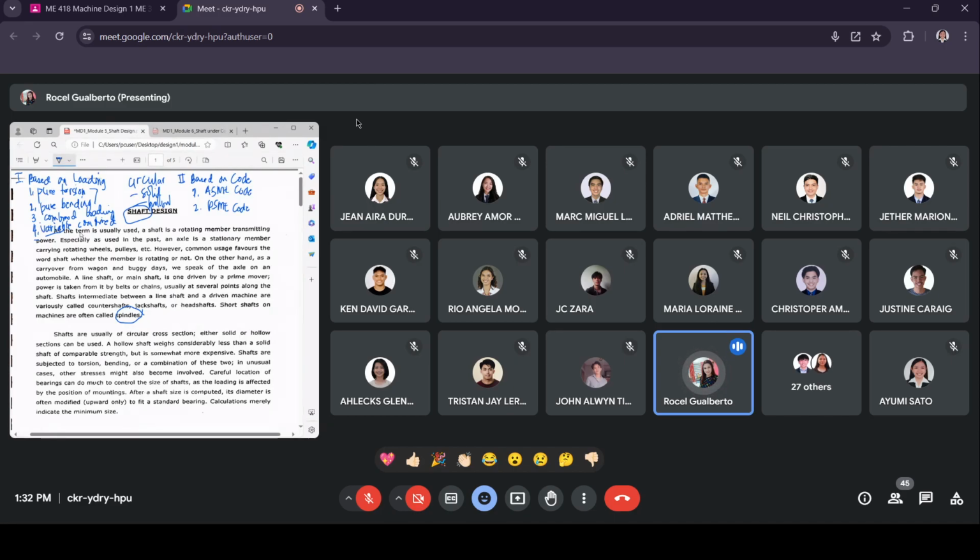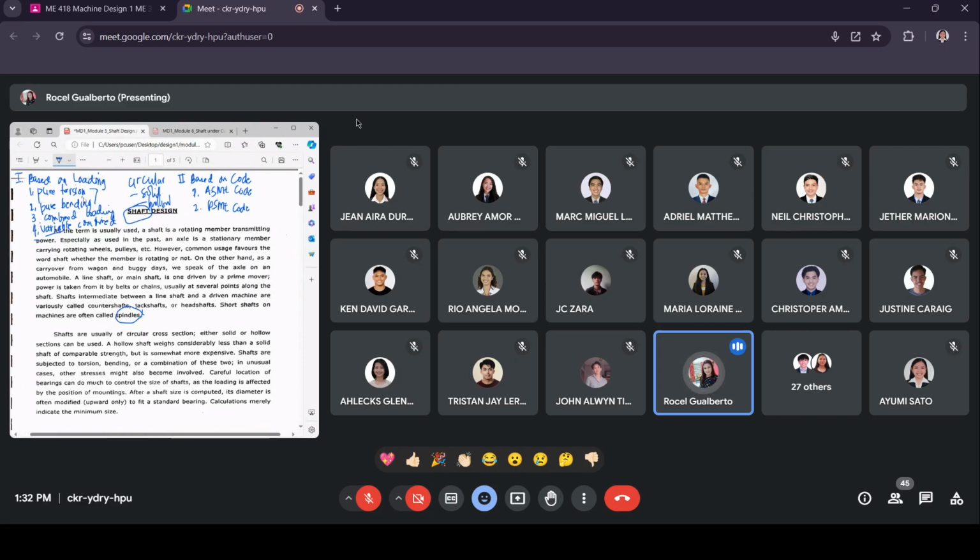Simple stresses, to be specific. This is machine members under pure torsion. This one would be machine member under pure bending. So those basically are the procedures on how you will be designing the shaft.